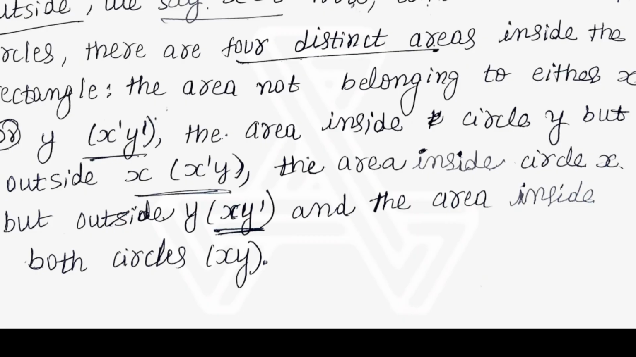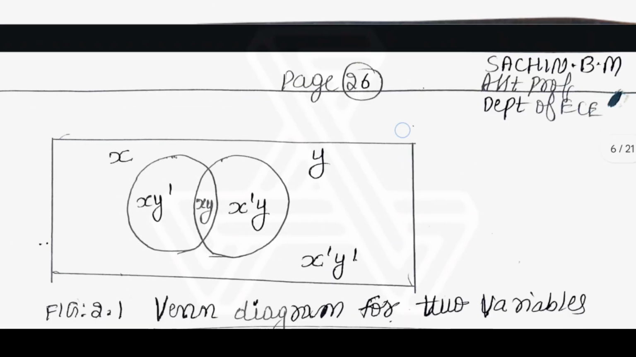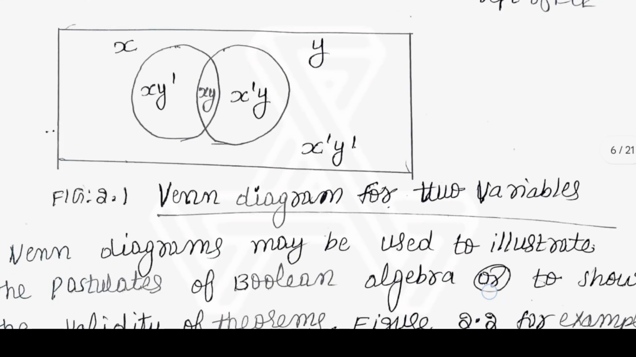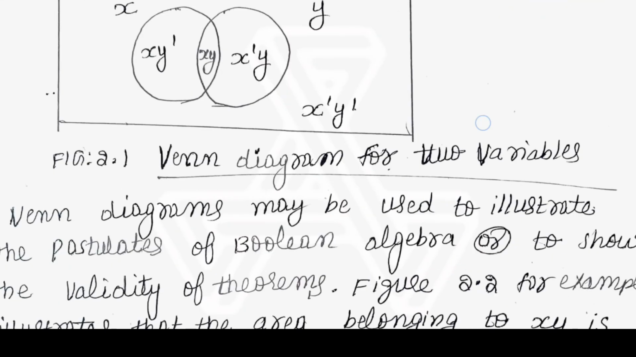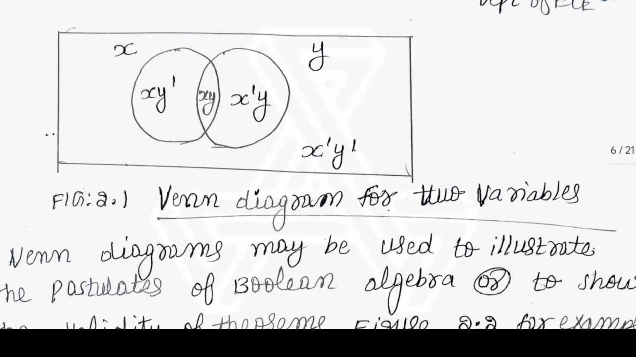This can be further understood by the problems. Here is an example of Venn diagrams. It is x y dash, x y together, and x dash y is present. The space outside the circles is x dash y dash, where there is no x or y. This is the Venn diagram of two variables.